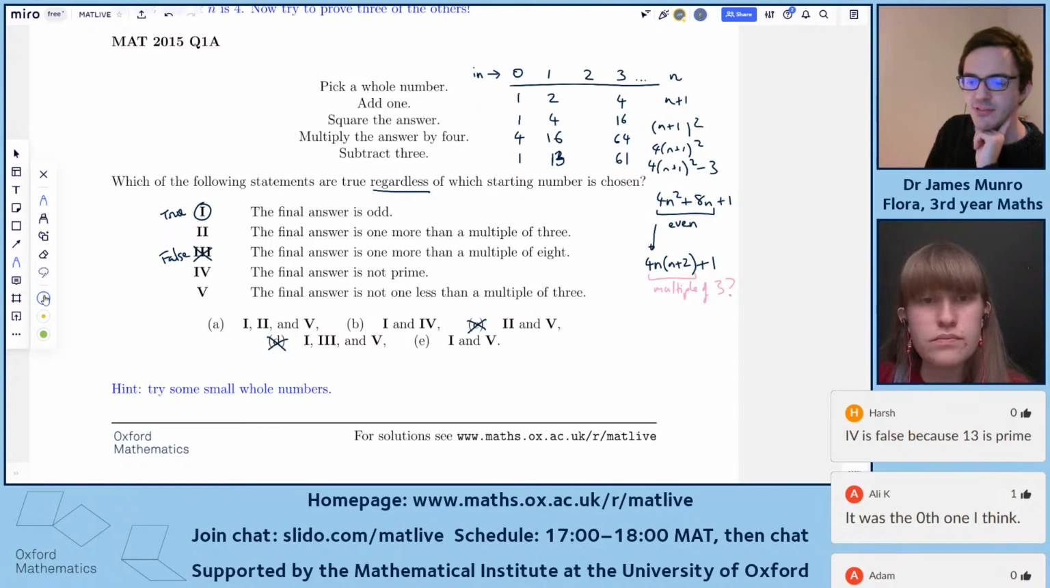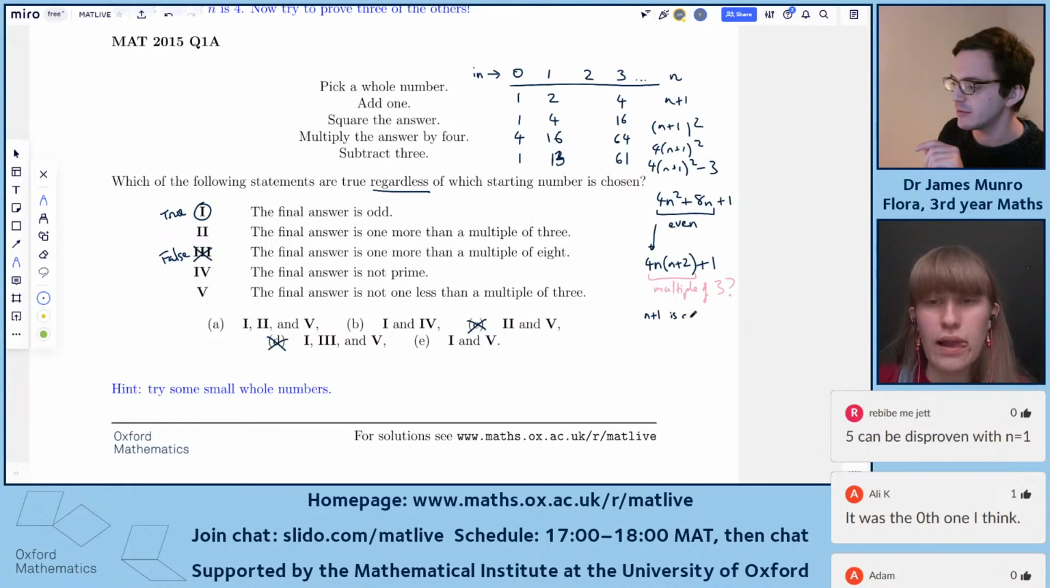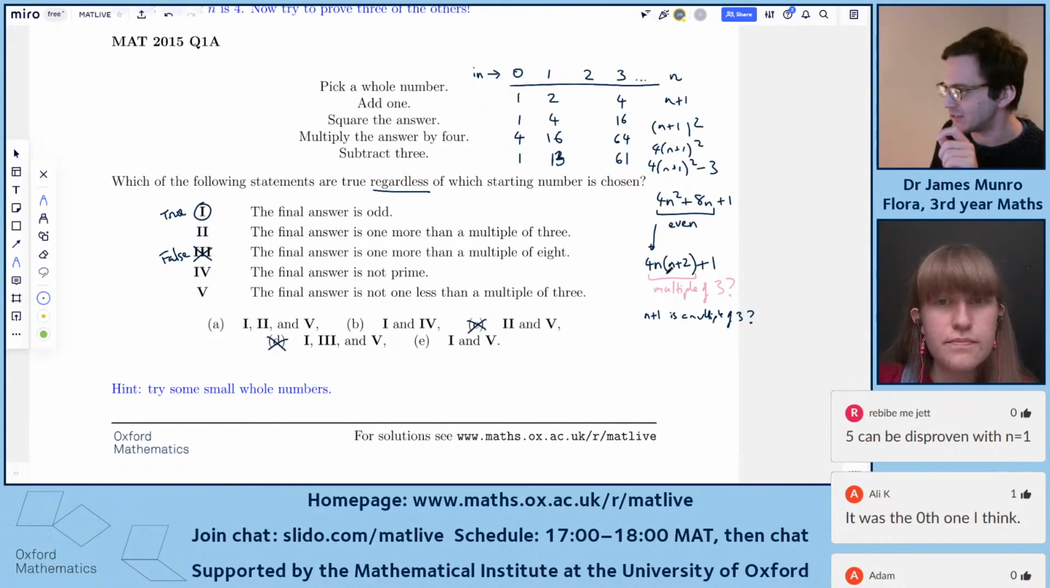And I think that's pretty clearly not always a multiple of 3. It's got a weak spot, right? It's a multiple of 3 if n is a multiple of 3. It's a multiple of 3 if n plus 2 is a multiple of 3. Which is not quite all the numbers, because what if n plus 1 is a multiple of 3? Then you know maybe this is not going to be a multiple of 3. For example, n is 2.